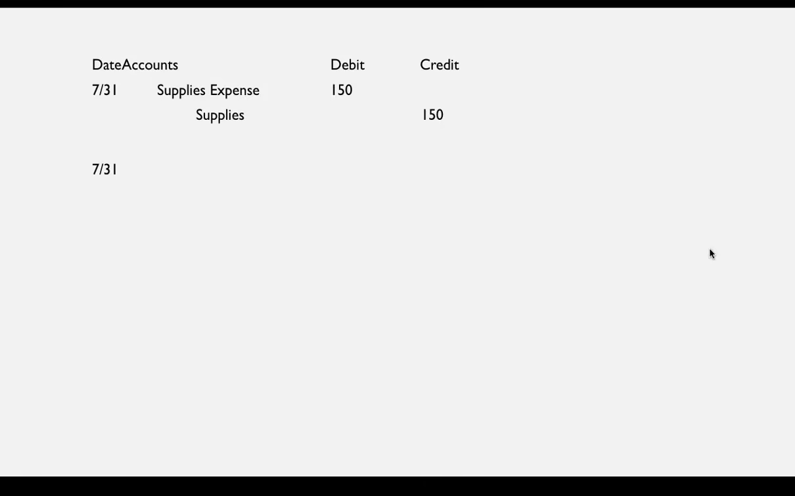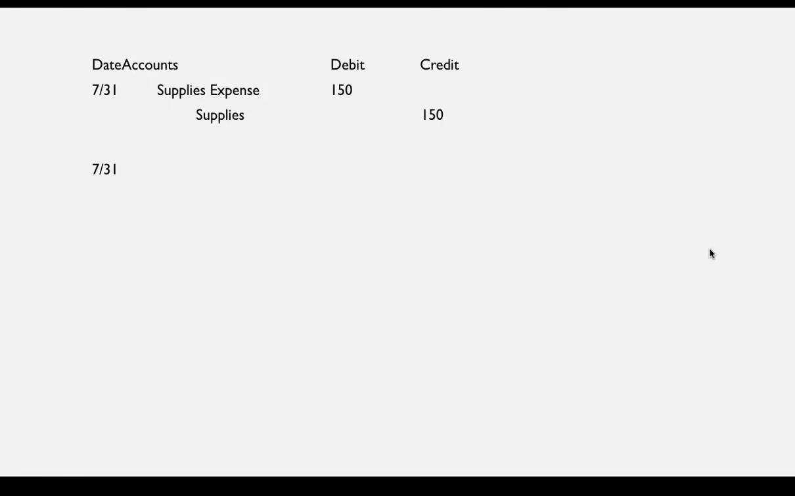Our next entry, employees are owed $1,800 and will be paid on August 2nd. So it's July 31st now, so we aren't at payday yet. So we owe them this money. So we can think, okay, is it going to be an expense or is it going to be a revenue? Are we making money because we are paying our employees? No, right? So we're looking at an expense.